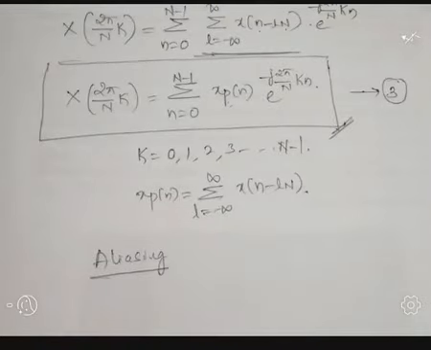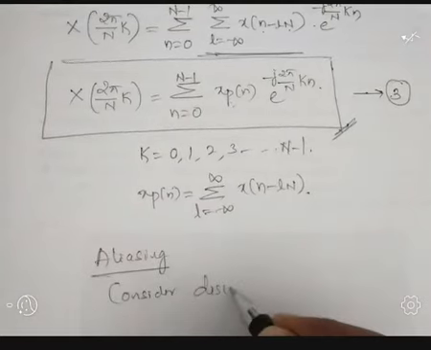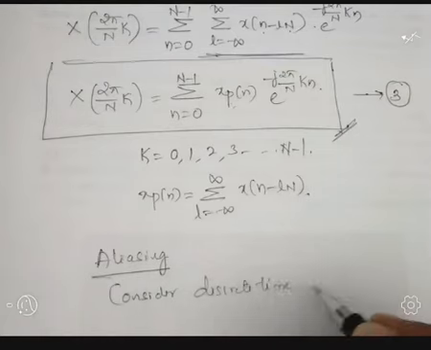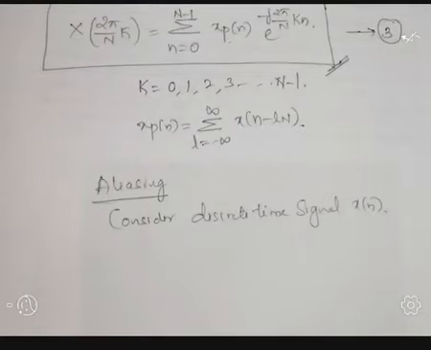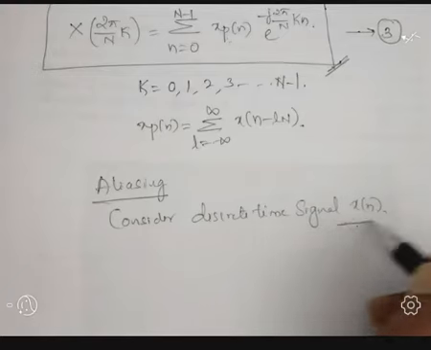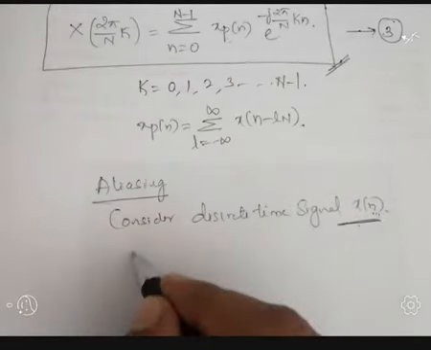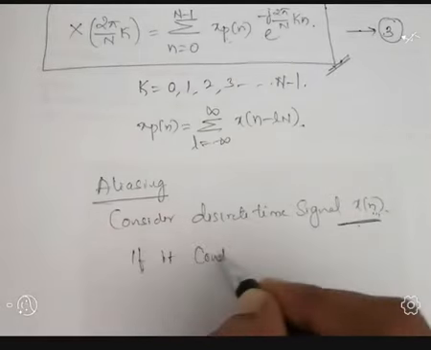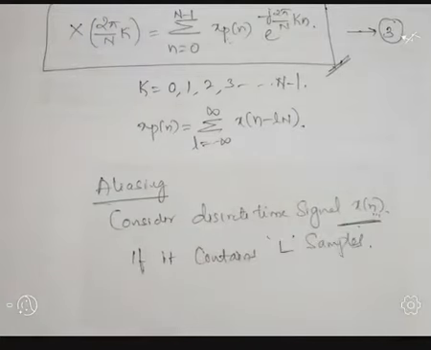So I'm going to consider one signal. Consider a discrete time signal x of n. Here I consider one discrete time signal x of n. This signal contains L samples. If it contains L samples, then with the help of this case, we will discuss how we are going to get the aliasing concept.